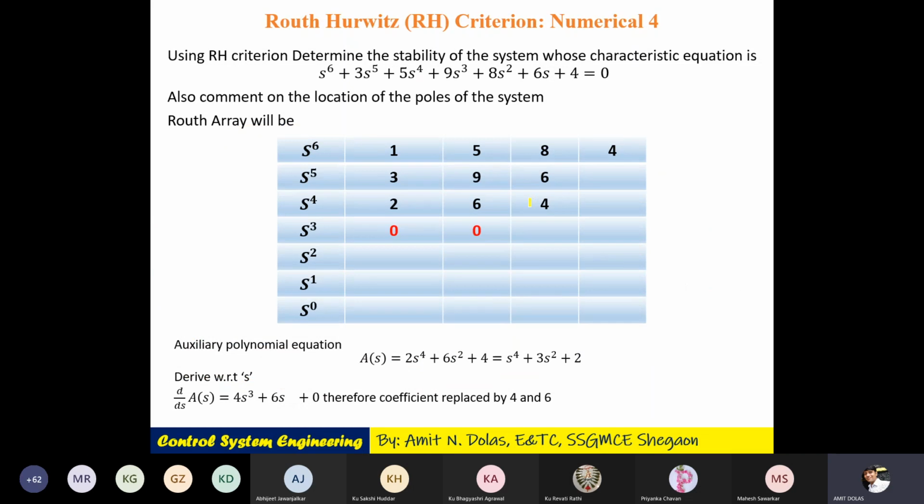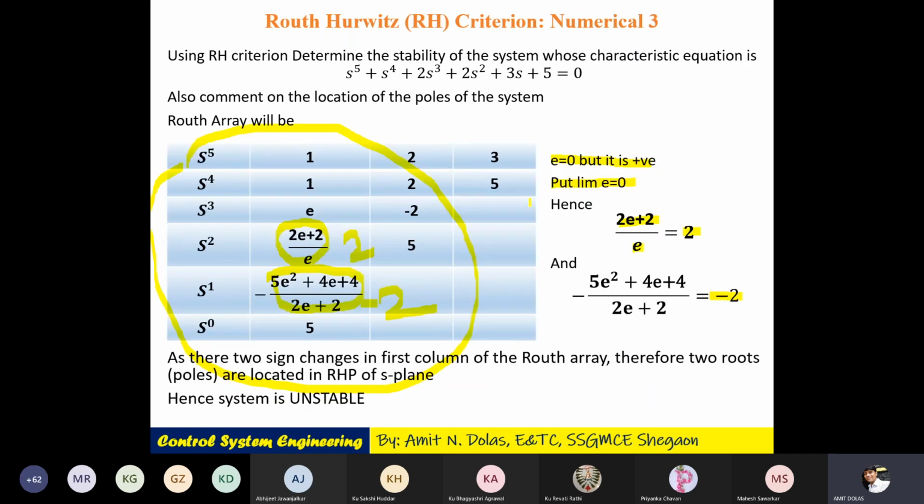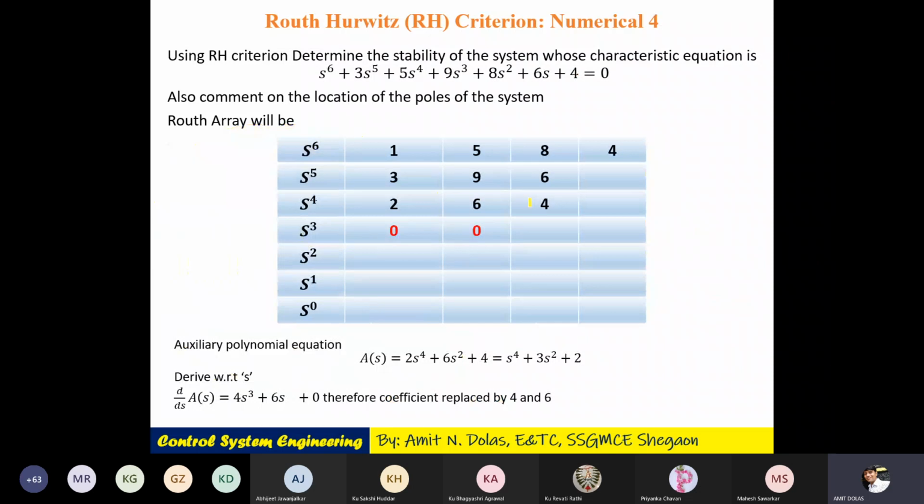Now moving next, that is the fourth example. I'll directly explain the fourth example. I'll not ask you to solve. Using the RH criterion for this characteristic equation, also comment on the location of the poles and the stability. Same thing. Write s to the power 6 to s to the power 0 for the route array. Then the elements of s to the power all even: s to the power 6, then 4, then 2, and then 0. So it is 1, 5, 8, and 4.